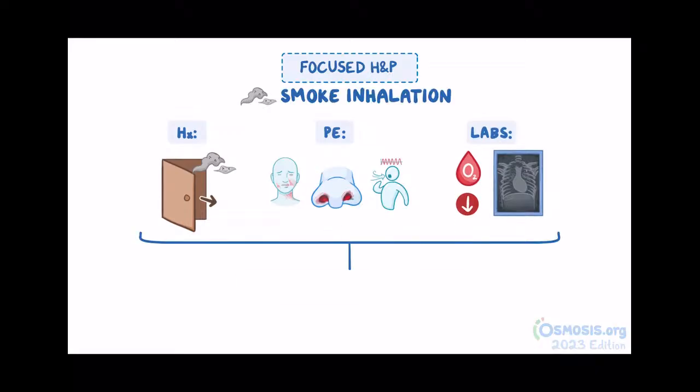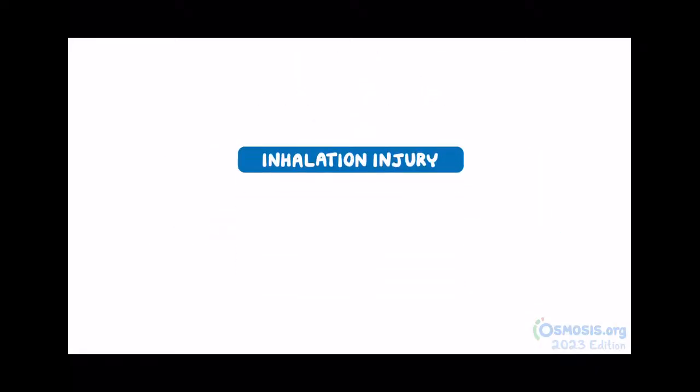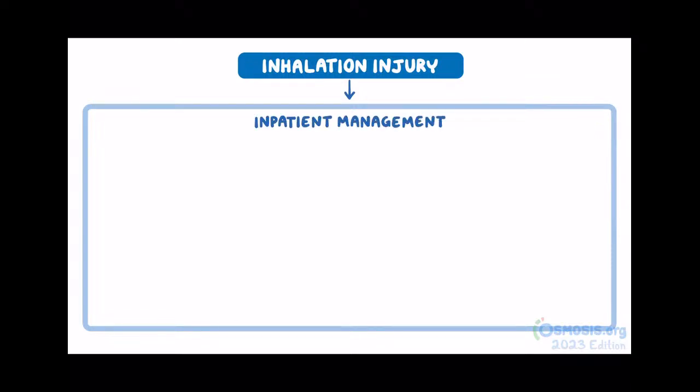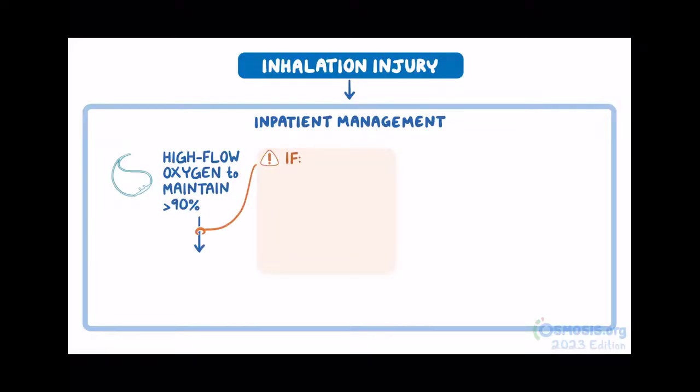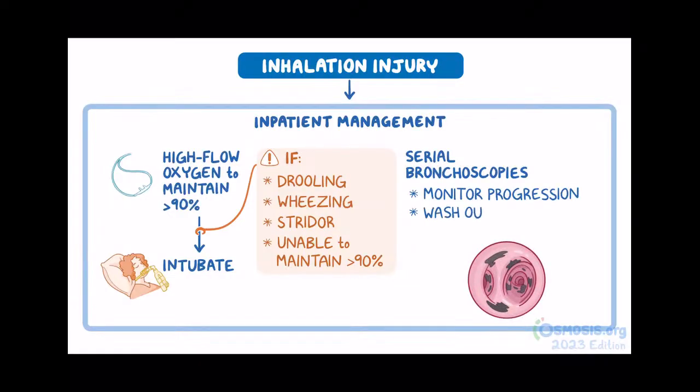Based on all these findings, you can diagnose inhalation injury. The next step is to start inpatient management. This includes administering high-flow oxygen to maintain oxygen saturations above 90%. If the patient develops drooling, wheezing, or stridor, or is unable to maintain oxygen saturations higher than 90%, they should be intubated if they aren't already. In an intubated patient, you can also perform serial bronchoscopies to monitor the progression of the injury and wash out any carbonaceous material within the lungs.